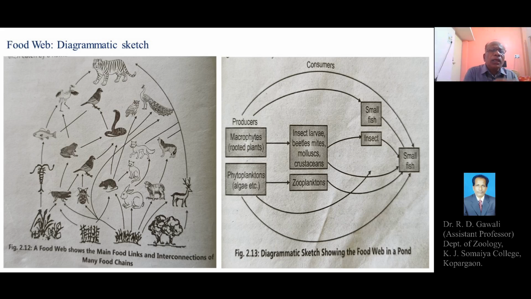In the left side diagram, we can see the plants, or the producers, which may be in an aquatic or terrestrial ecosystem, that act as producers. There are different plants present on the lower side of the image.